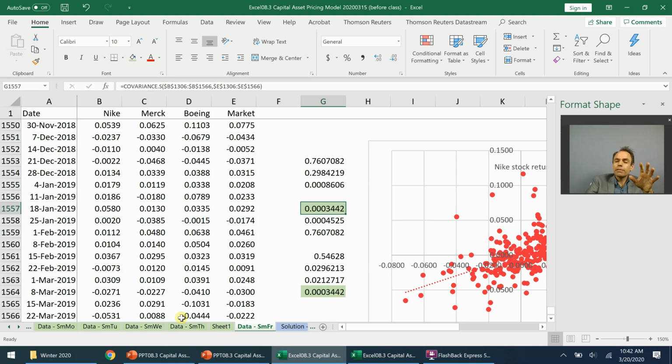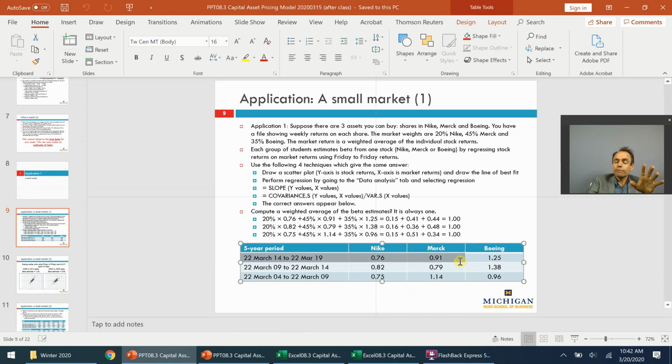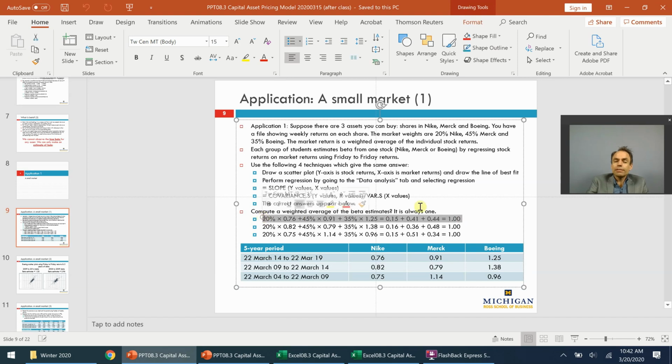So if we repeat those computations for Nike, Merck and Boeing using different 5-year time periods, these are the estimates that you get. I'm referring to the after-class version of the PowerPoint presentation now. If you then take a market capitalization weighted average of those beta estimates for Nike, Merck and Boeing during any of those time periods, you can see that the market capitalization weighted average of the beta estimates for all of those stocks is by construction equal to 1, because in this instance that was our definition of the entire market.